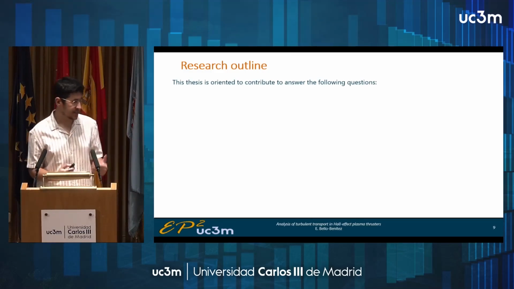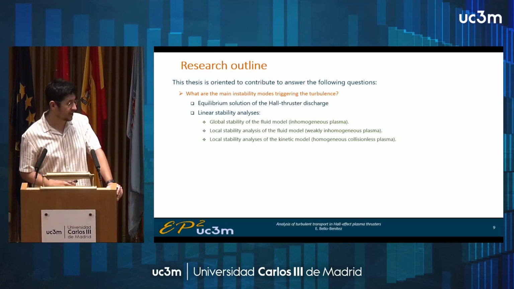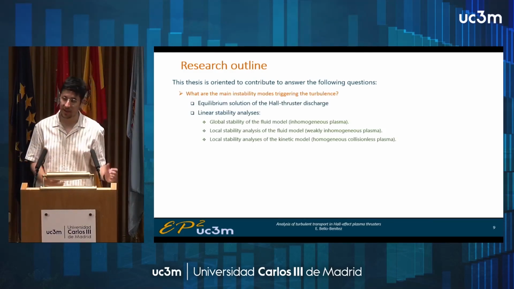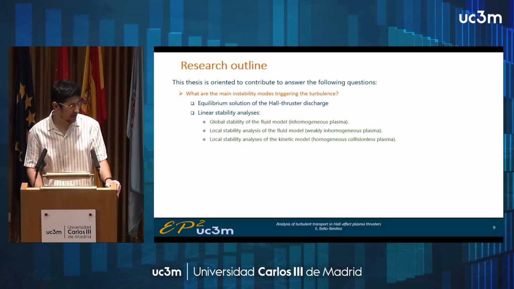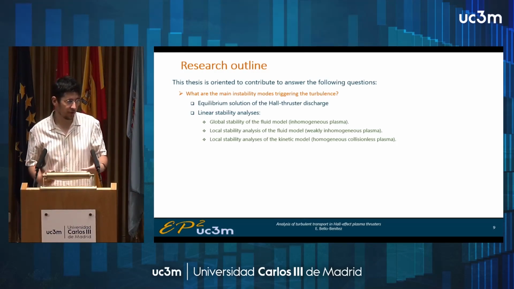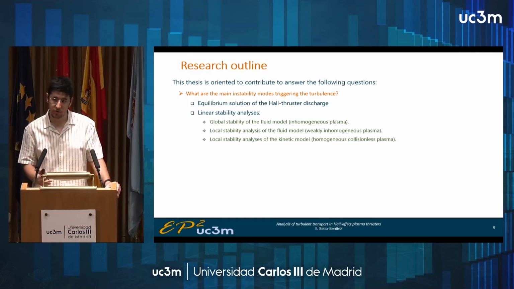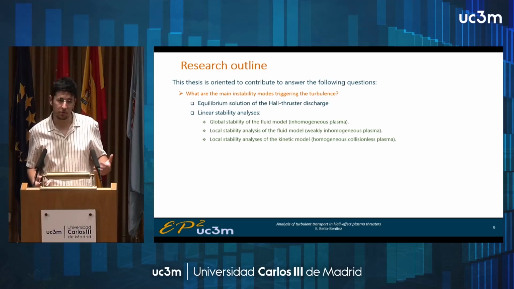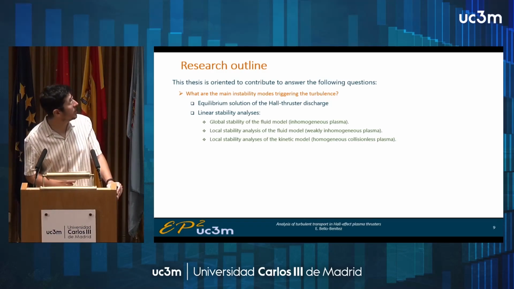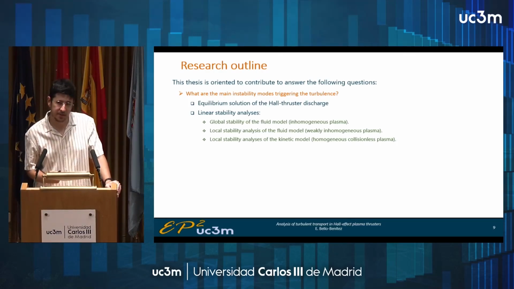Okay, so my thesis is expected to give an answer, or to contribute to giving an answer, to several questions. For example, what are the main stability modes triggering the turbulence? And before talking about stability, we have to talk about equilibrium. So one first step is to find equilibrium solutions of the Hall thruster discharge with a certain model, and then we can study the linear stability of those equilibrium solutions using different approaches. For example, you can use a global stability approach with a fluid model, or a local stability approach using fluid models or kinetic models. There are several ways.